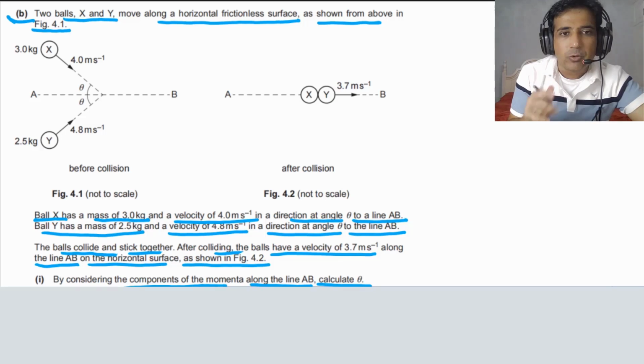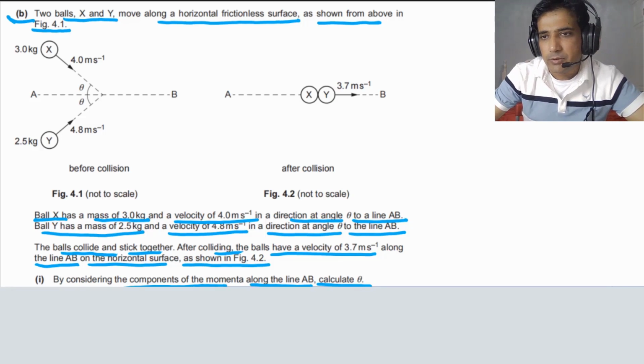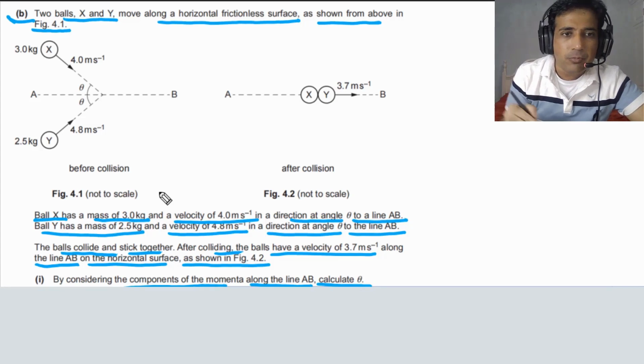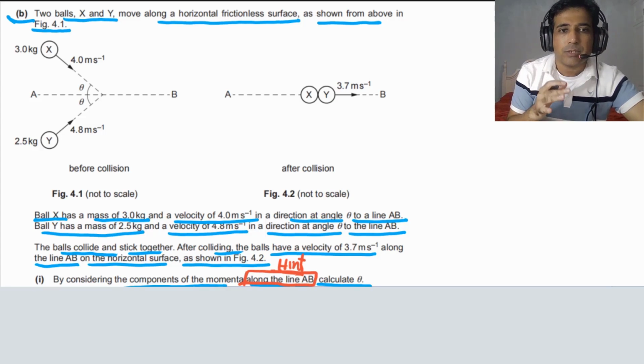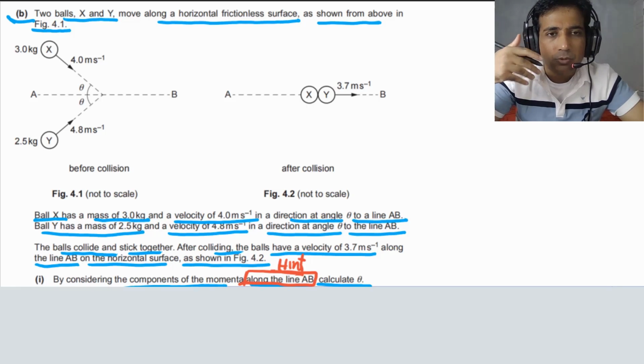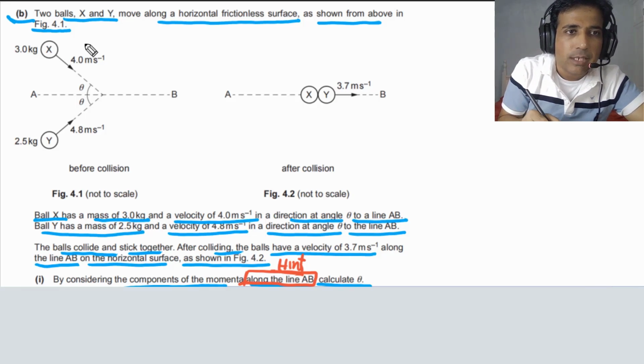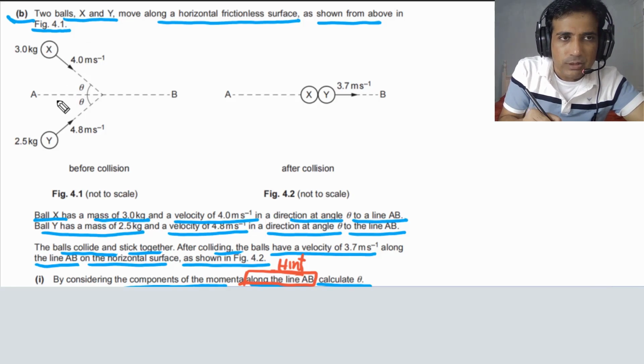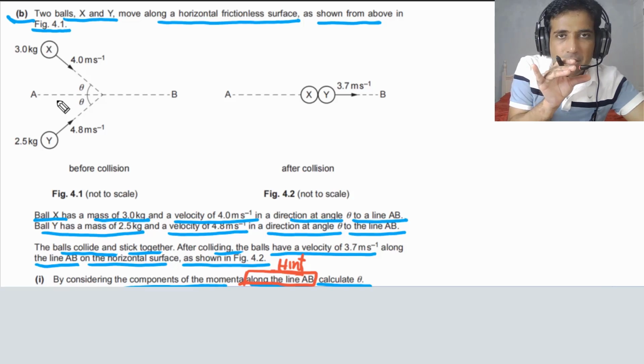So a very important point: this is the hint that is given. You have to consider components of momenta along the line AB. This is the hint, and you have to follow this hint to answer this question. It will make your life easier. This is the way you can answer this question in a simpler way. Let's try to understand how we can answer this one. We need to consider components of momenta along the line AB.